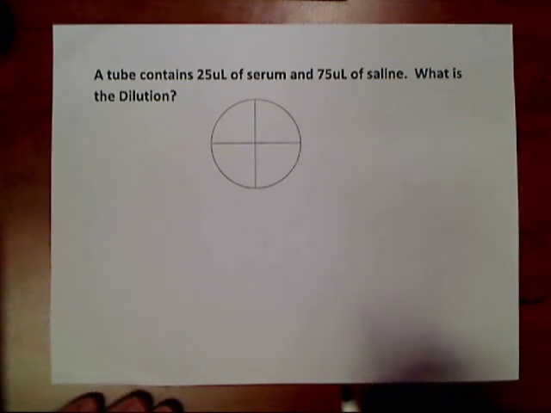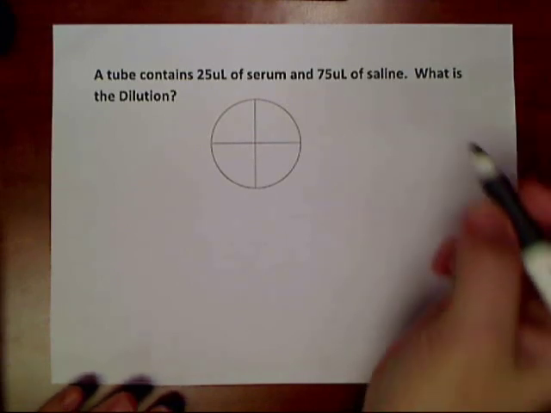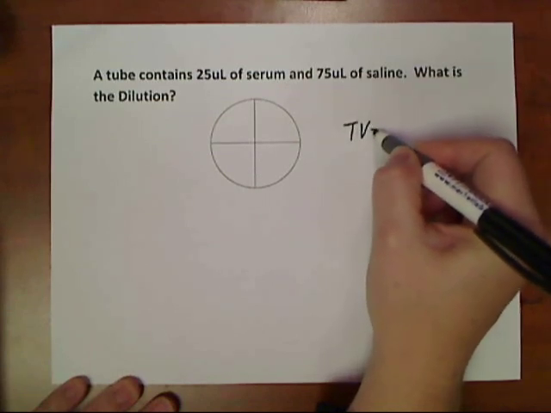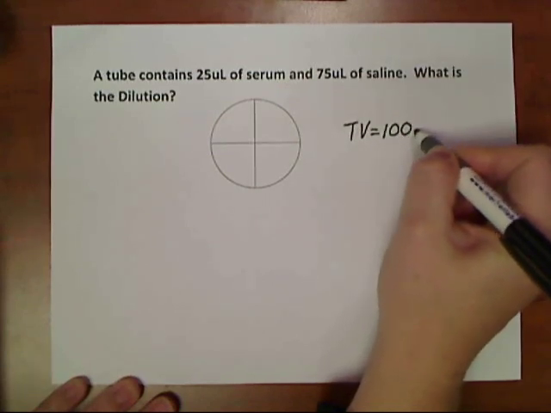If a tube contains 25 microliters of serum and 75 microliters of saline, what is the dilution? When I look at my dilution problems, I first figure out what is my total volume. If you look at this example, we have 25 microliters of serum and 75 microliters of saline. So that would mean we would have a total volume of 100 microliters.